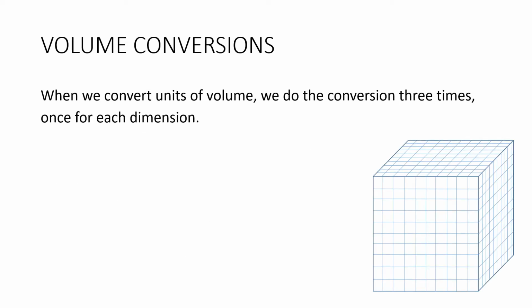Now when we convert units of volume, we have to do the conversion 3 times. Once for each dimension, so once for length, once for breadth, and once for height. So 2.5 centimeters cubed will be 2.5 times 10 cubed millimeters cubed. And working this out here, that gives us 2,500 millimeters cubed.